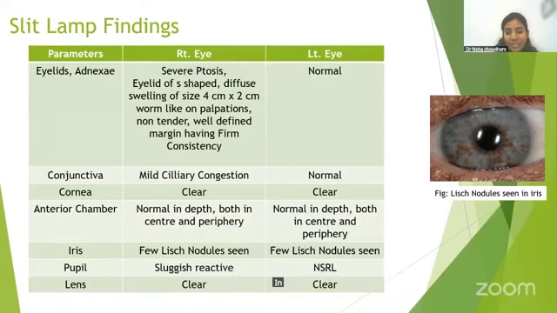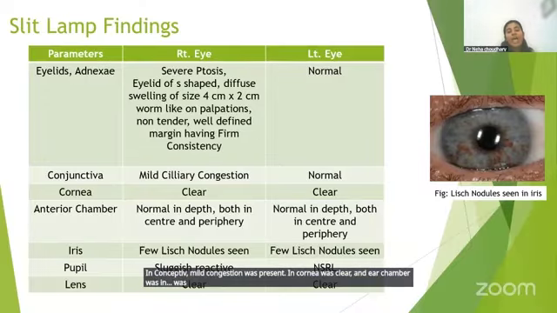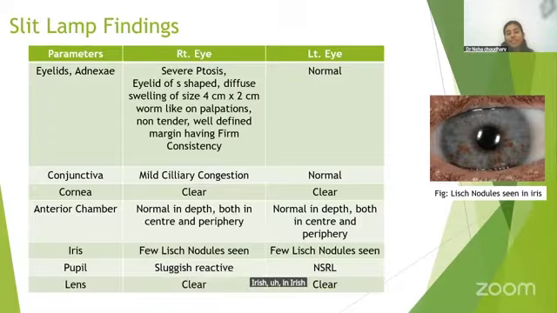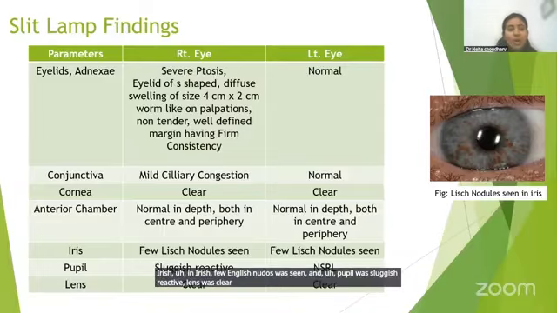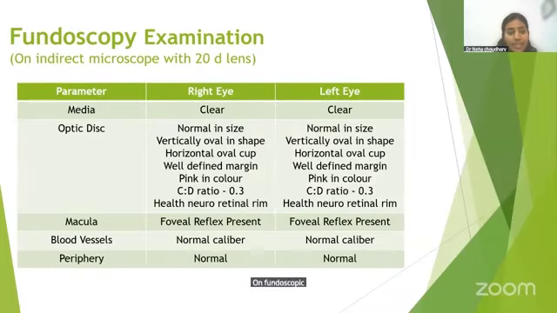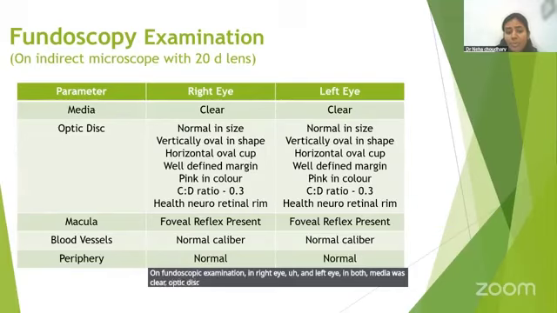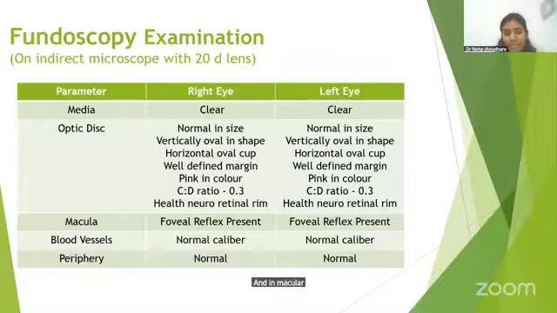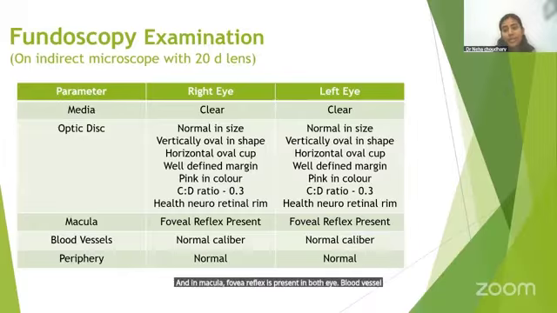In conjunctiva, mild congestion was present. Cornea was clear. Anterior chamber was of normal depth. In iris, few Lisch nodules were seen, and pupil was sluggish reactive. Lens was clear. In left eye, all the parameters were within normal limit, but the iris has a few Lisch nodules. On fundoscopic examination in right eye and left eye, in both, media was clear. Optic disc is of normal size. CD ratio was 0.3, and in macula, foveal reflex is present in both eyes. Blood vessels were of normal caliber in both eyes, and periphery was normal.